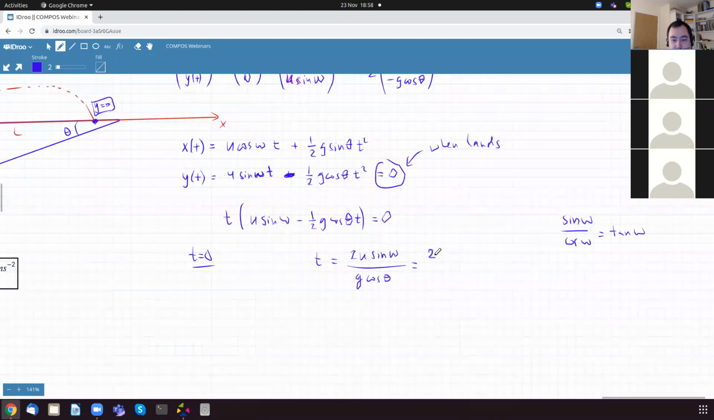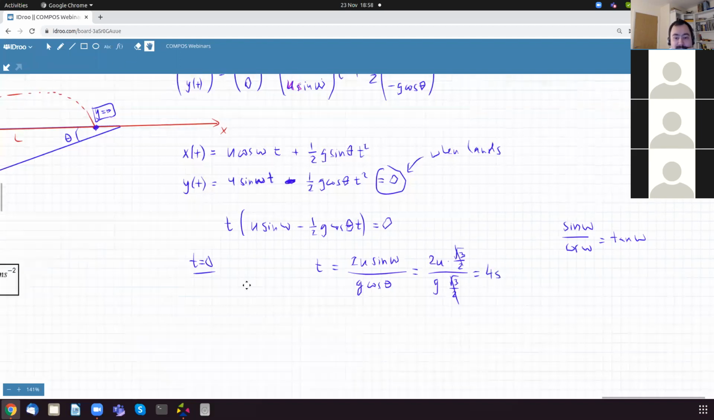Omega, so it's going to be 2u multiplied by sine omega, and omega is 60, so sine 60 is square root of 3/2, divided by g cos theta. Well, cos theta is cos 30, so it's also square root of 3/2. So square root of 3/2 cancels out. And we know that u is 20 and g is 10. We just take 10 for this for now. So it's 2 times 20 divided by 10. So it's 4 seconds. So the time of flight is 4 seconds.